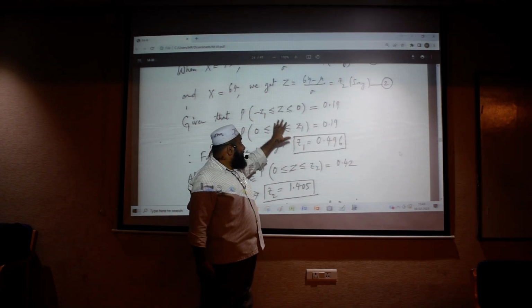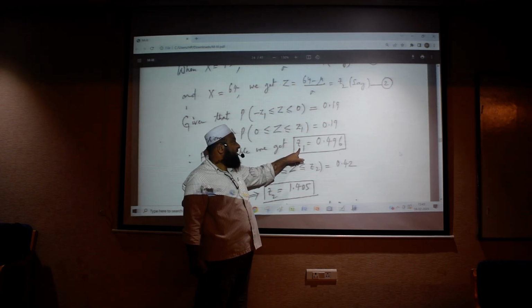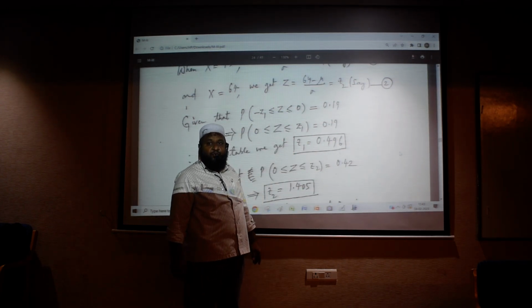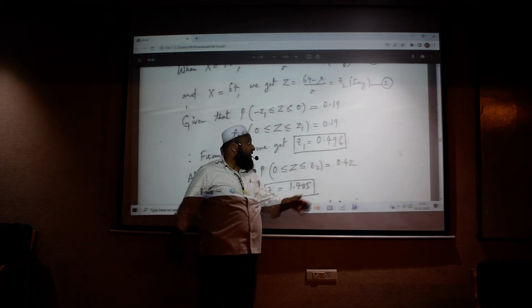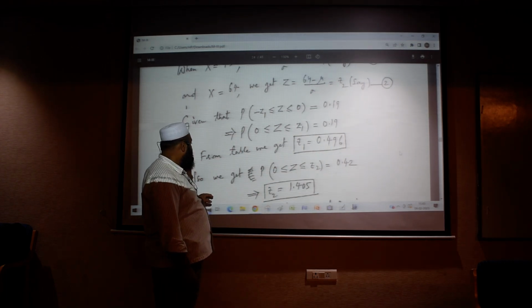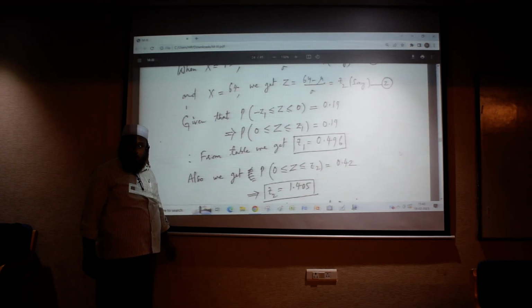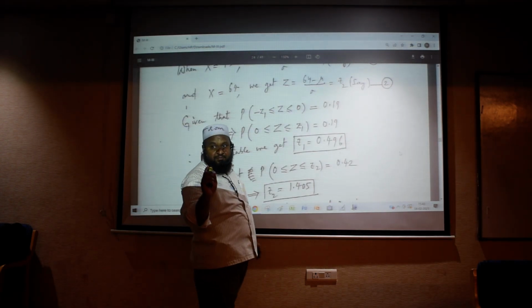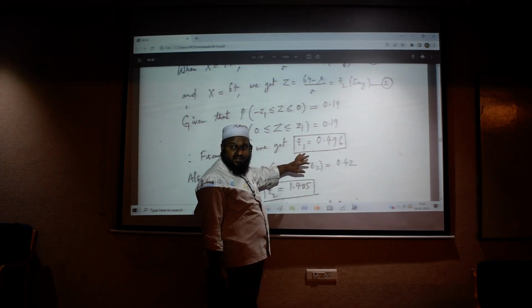Probability value is given. We are finding the z value now. That z1 is 0.496. So what is the left side point? Minus 0.496. The tabular value will be mentioned in the question. Be clear about that. It will be given there.